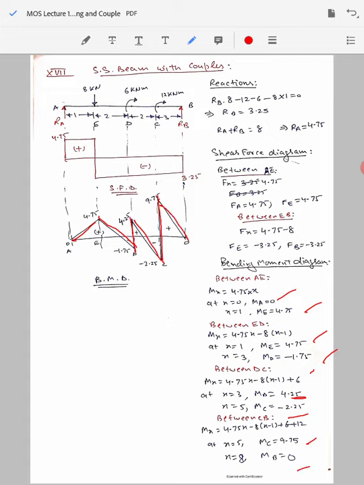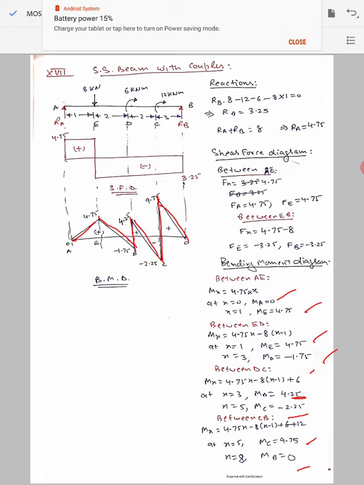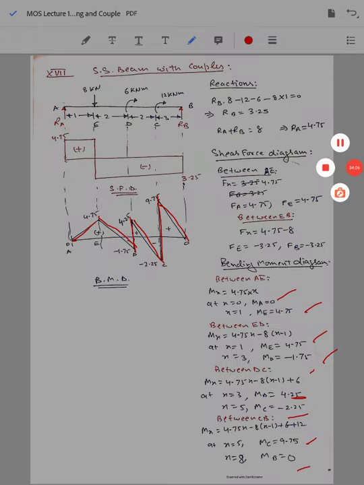So you see, in the case of a simply supported beam that does not have any overhang, exactly at the supports A and B your bending moment finally reaches the 0 value. So this brings us to the end of today's lecture.